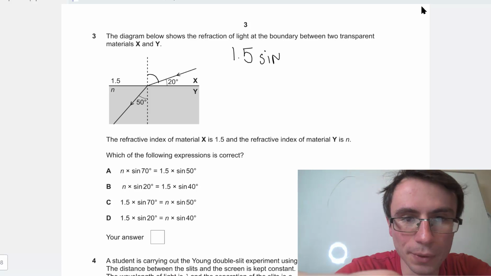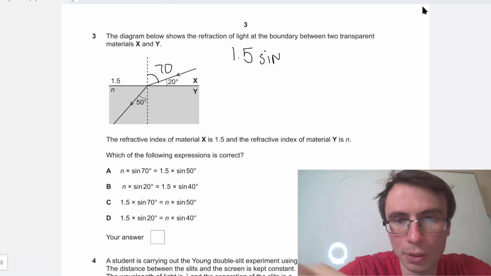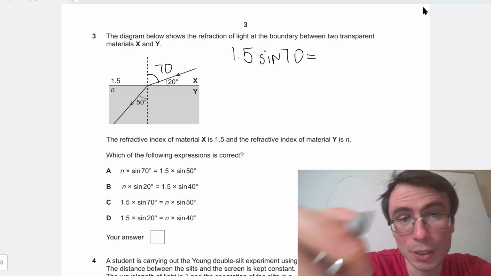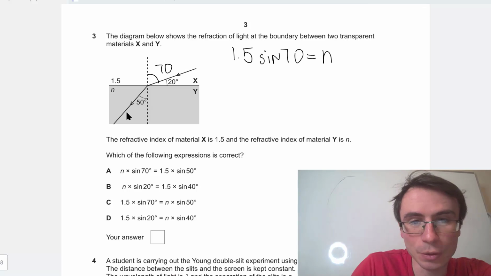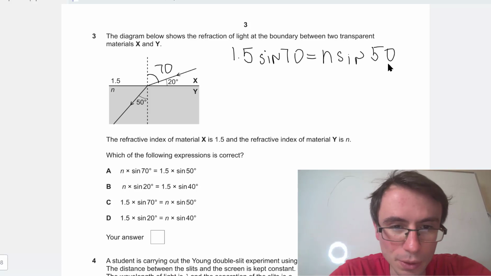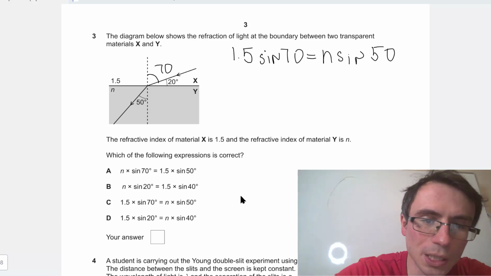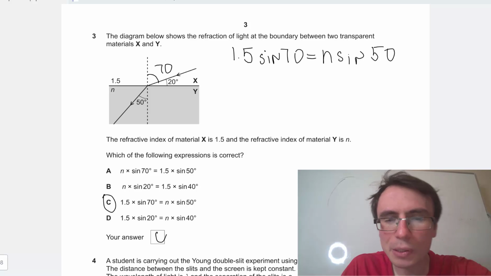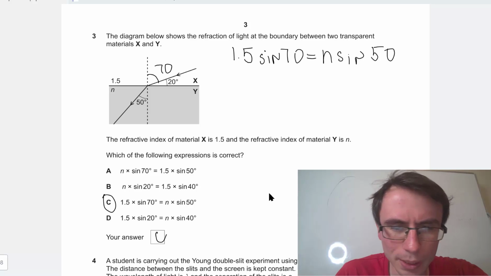normal. This here is my angle of incidence, which is going to be 90 take away 20, which is just going to be 70. Sine of 70 is equal to n2, which in this case is N, and then we're given the angle here, which is sine of 50. I think this here is the correct expression: 1.5 sine of 70 is equal to N sine of 50. This seems to correspond to correct answer C. Sometimes there is a trick with those questions. I think it might be the angle trick in this case.